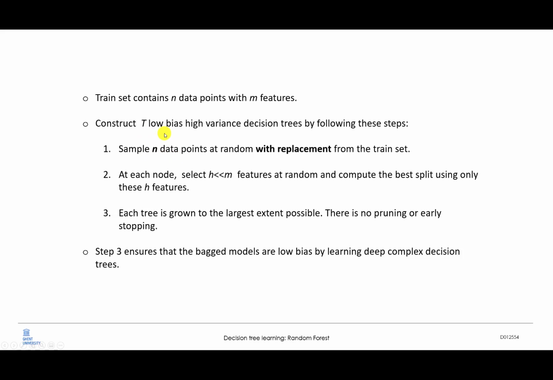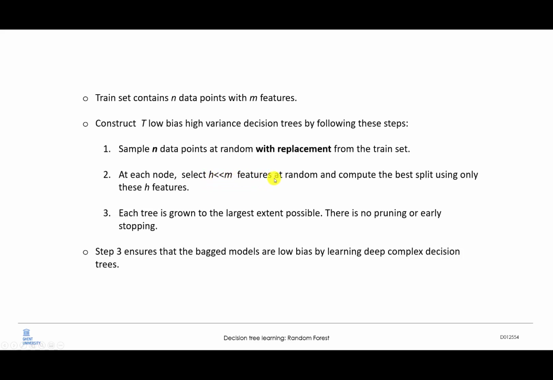The next thing that happens in random forest is that when we're constructing the decision tree, at each node, when you're trying to decide which feature should be used in this node to do a test, you're not going to consider all of the features. We had m features, and you're going to consider h features, where h is much smaller than m.